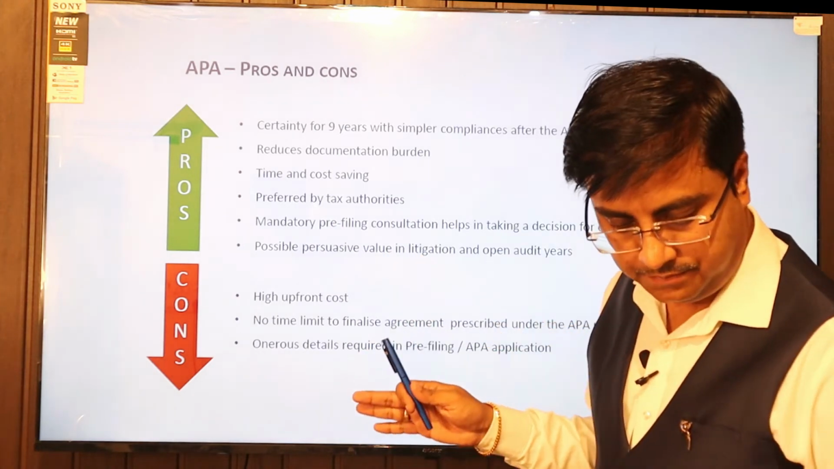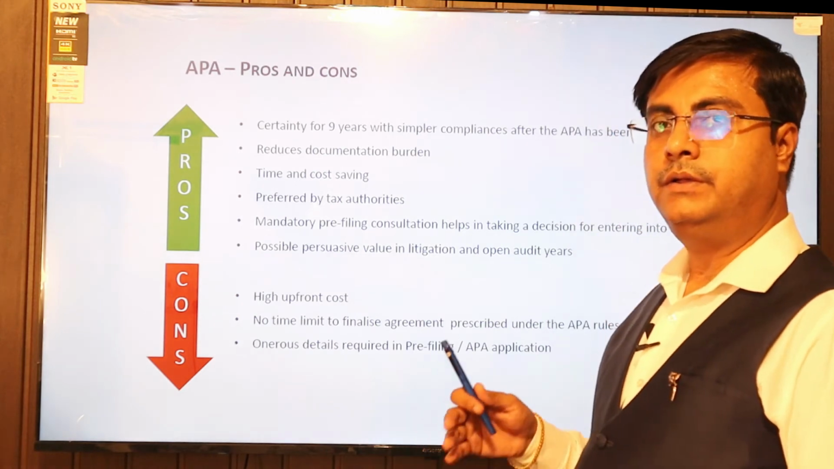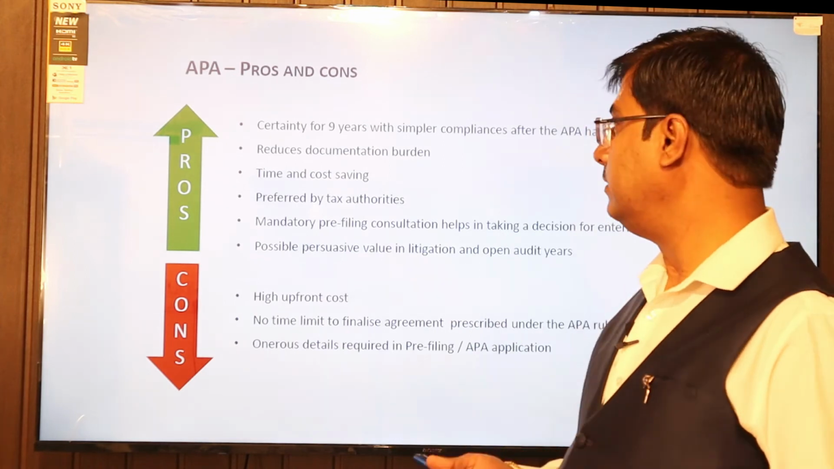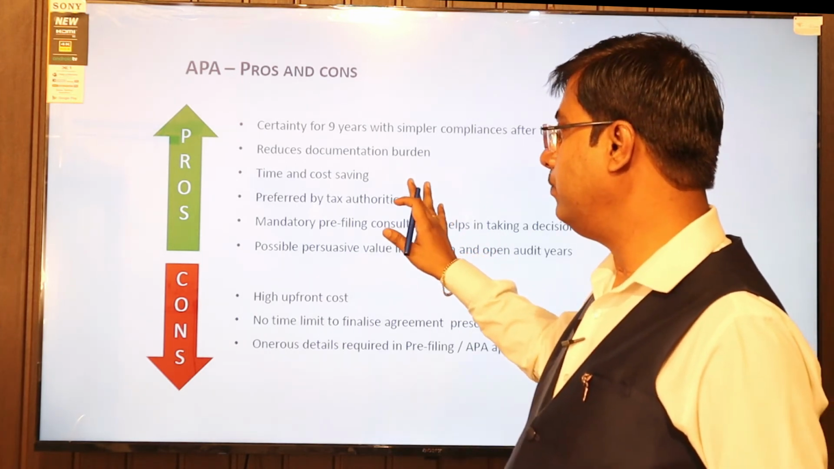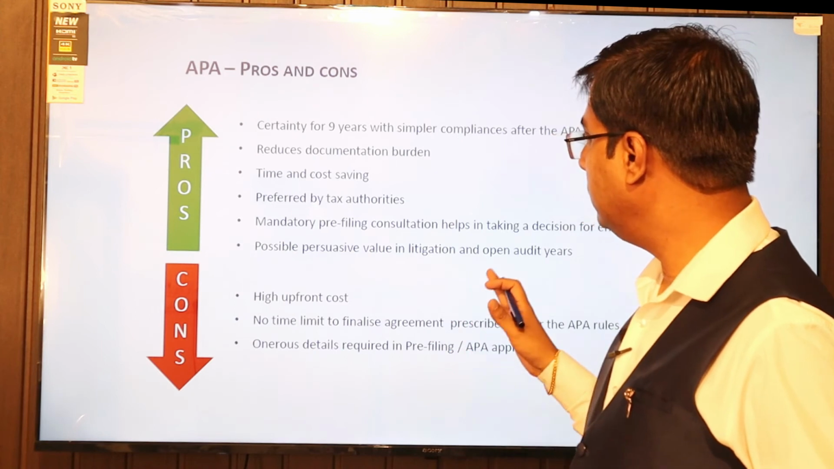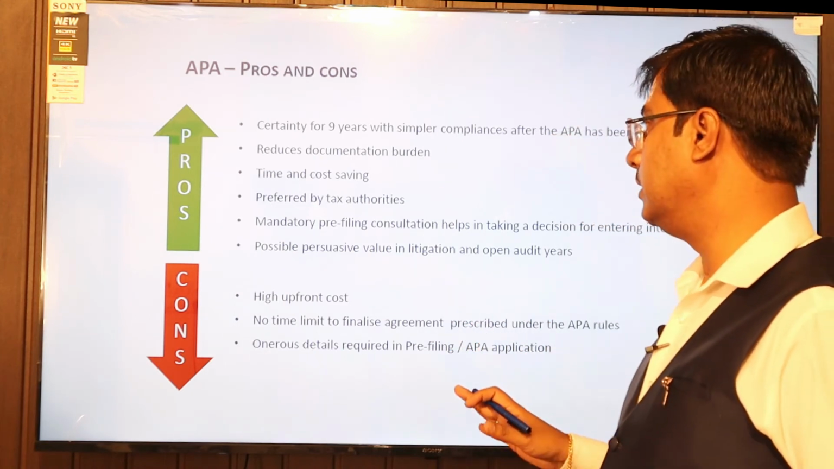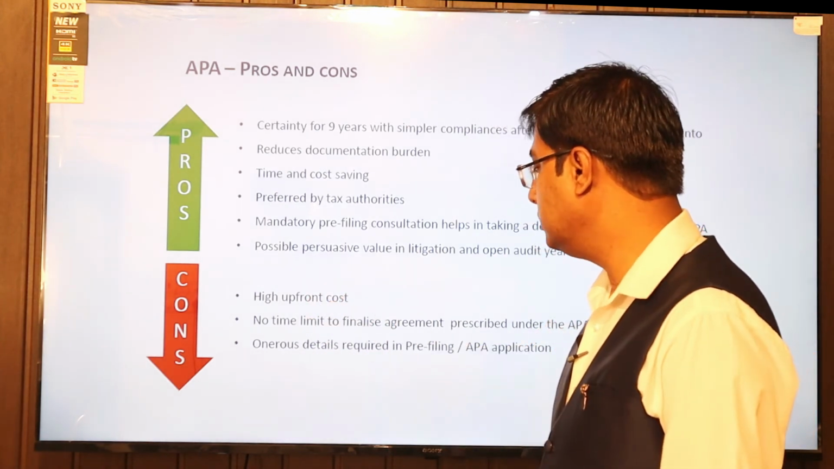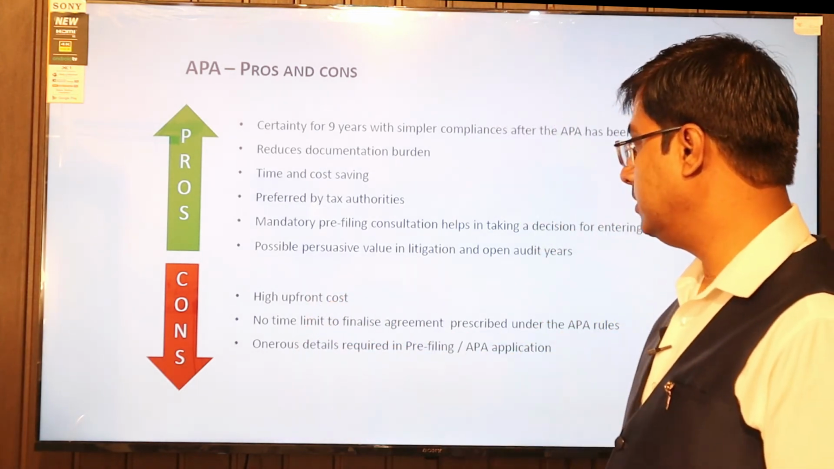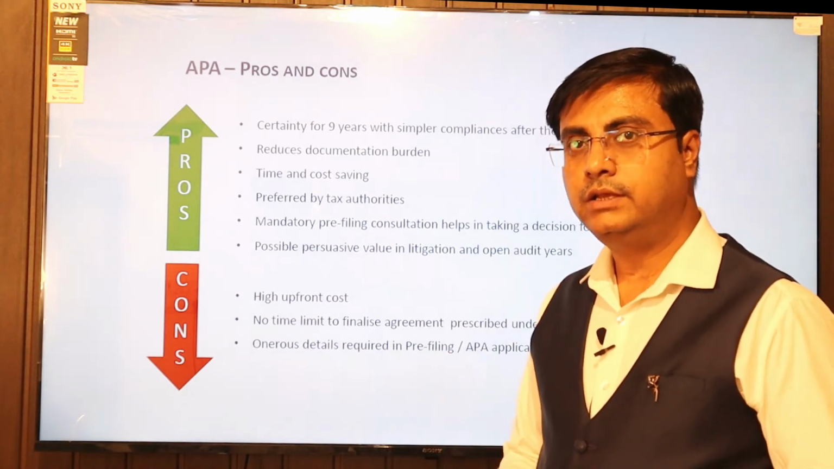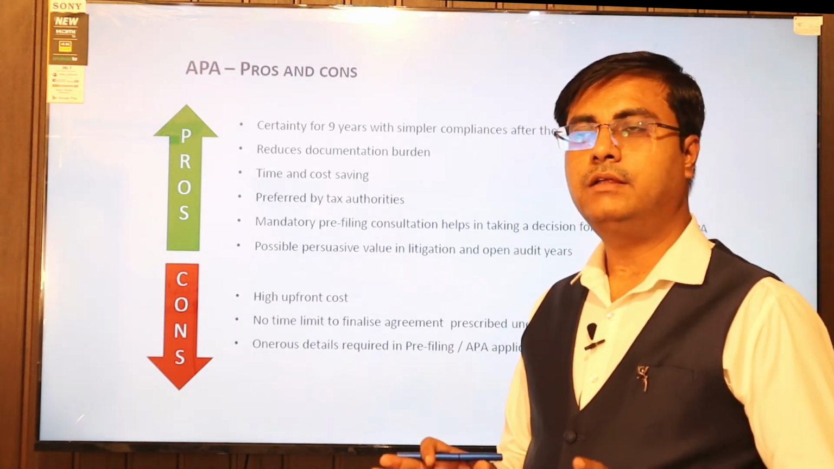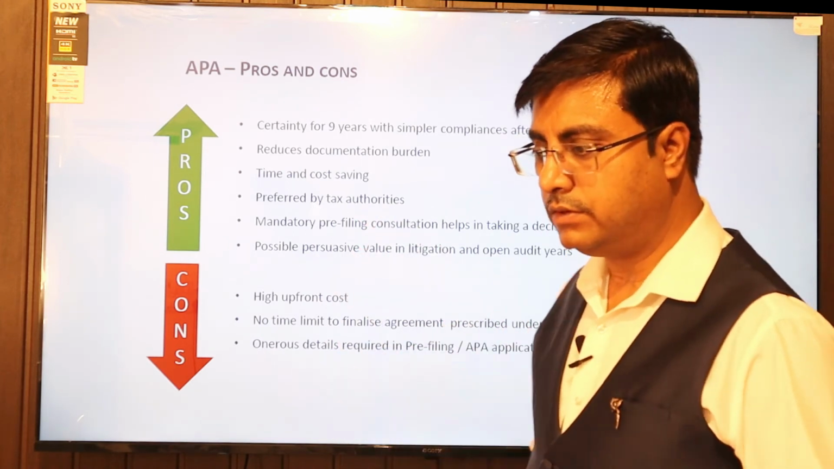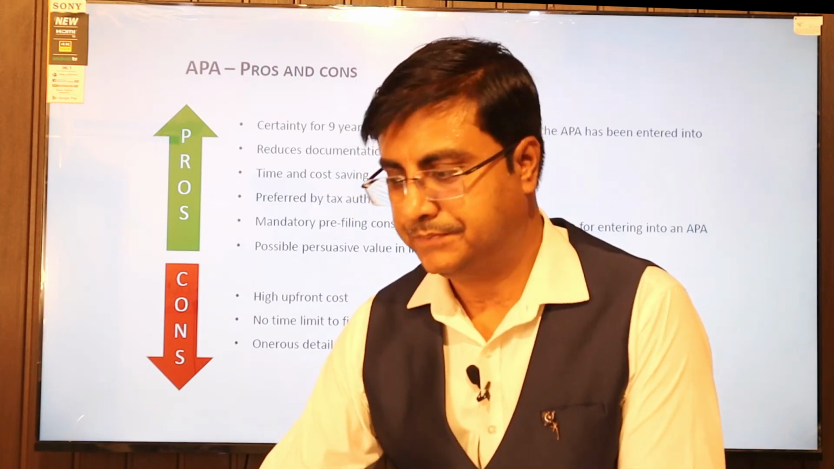In litigation, so many litigations can arise. But if you go for APA, there is a lesser amount of litigation. High upfront cost, yes, there is a huge upfront cost they charge. No time limit for finalization. 2023 is a great year. The department has filed a number of APAs. So now APA's craze is increasing day by day.